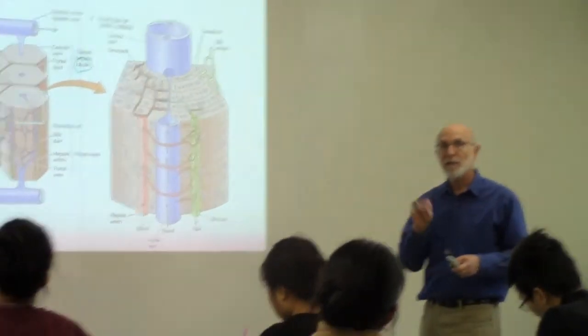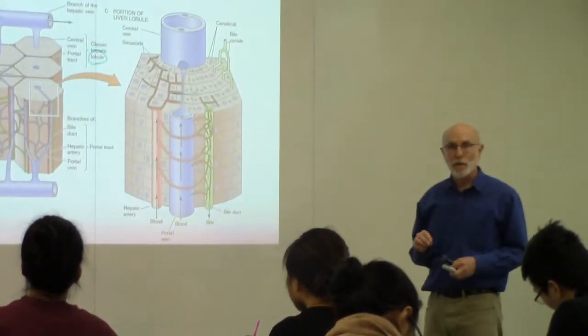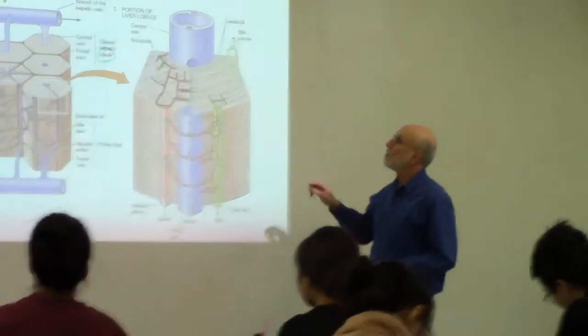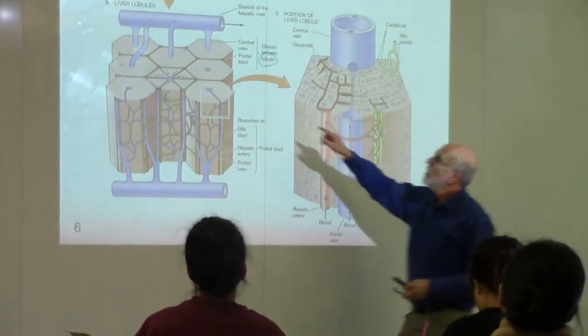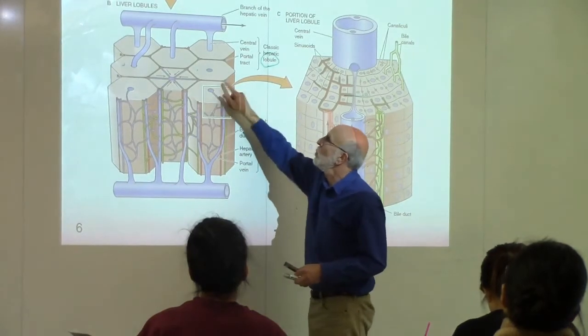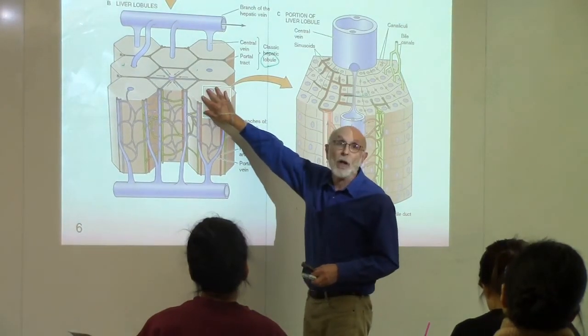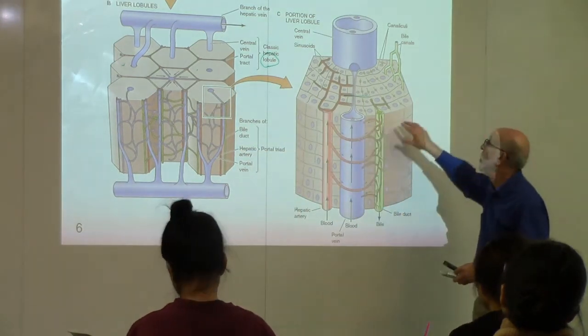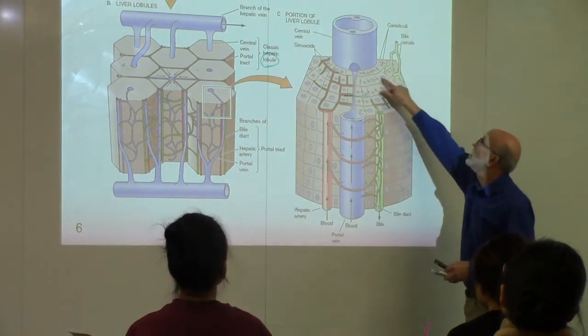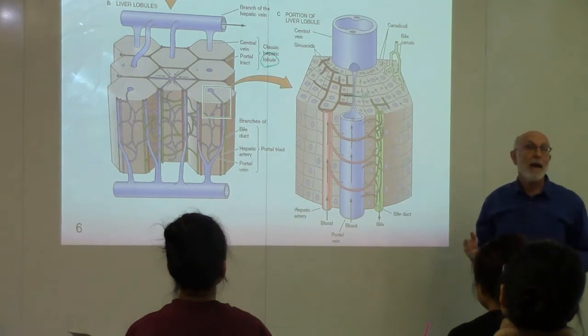Hepatocytes. You'll see in a minute. I'm just using the language right now. So these hexagonal arrays, each one of these is called a lobule. Okay, now we're zooming in on the lobule, and each one of these little boxes in the lobule is a hepatocyte.